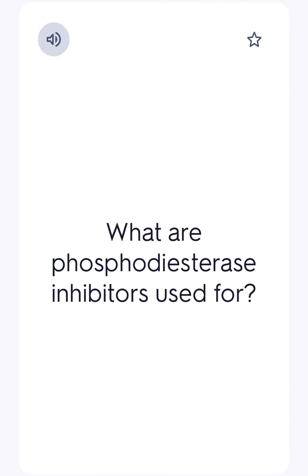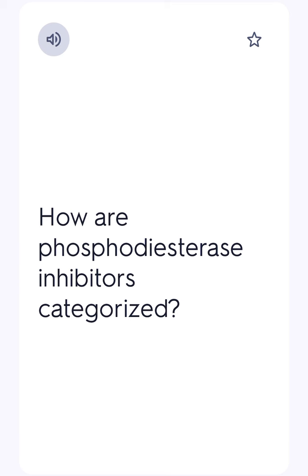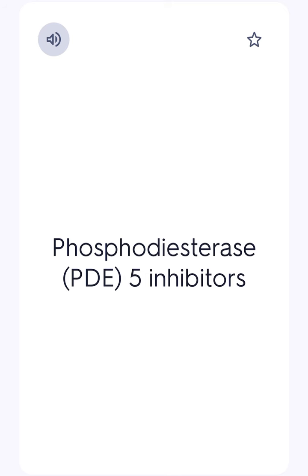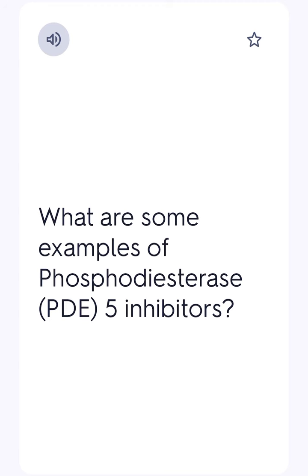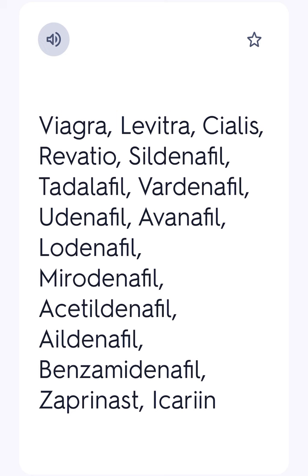What are phosphodiesterase inhibitors used for? Treatment of pulmonary hypertension and congestive heart failure. How are phosphodiesterase inhibitors categorized? Phosphodiesterase 5 inhibitors. What are some examples of phosphodiesterase 5 inhibitors? Viagra, Levitra, Cialis, Revatio, sildenafil, tadalafil, vardenafil, udenafil, avanafil, lodenafil, mirodenafil, acetildenafil, aldenafil, benzylsildenafil, and others.